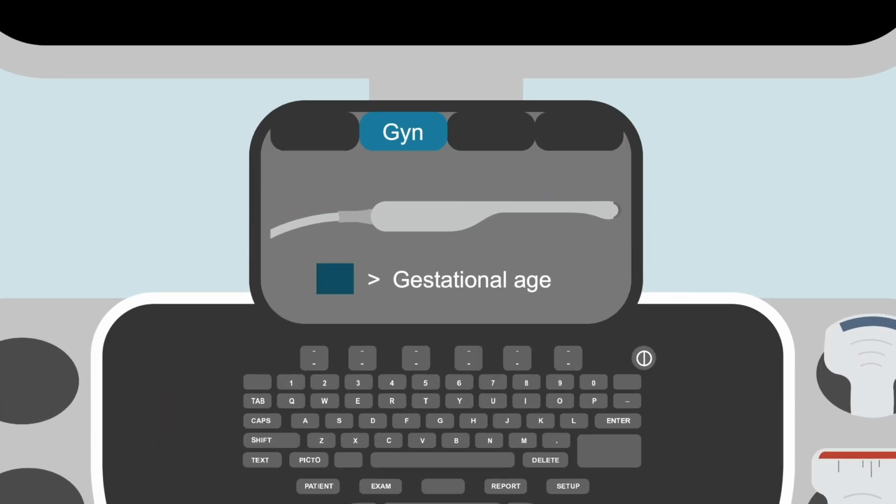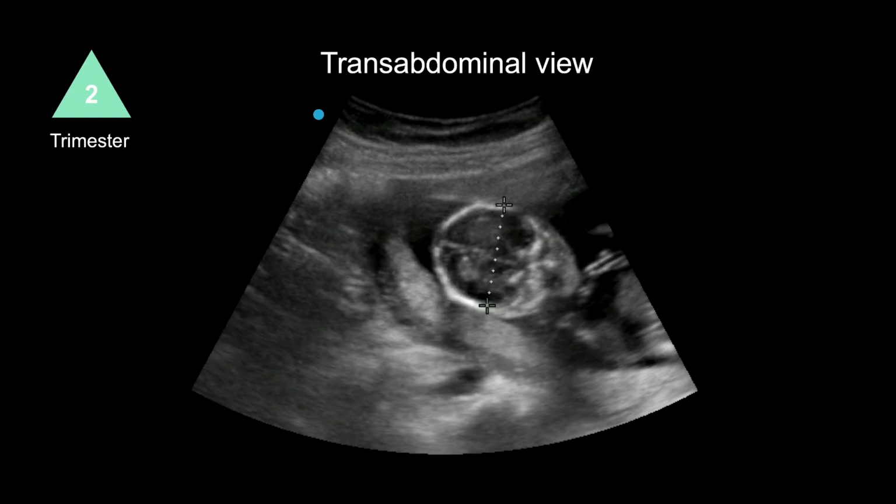If you are in the OB setting or abdominal setting of your ultrasound machine, you should be able to input this measurement to generate a gestational age. In the second trimester, you'll estimate gestational age in ultrasound using the biparietal diameter.